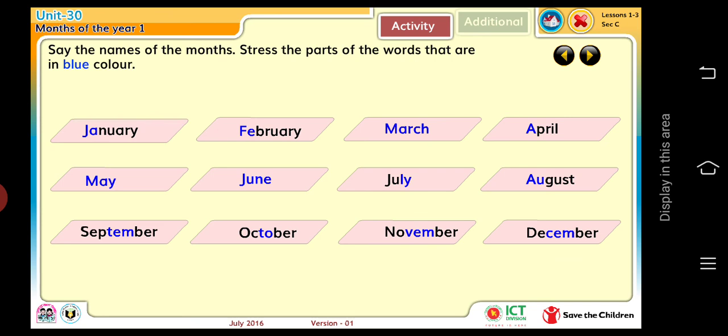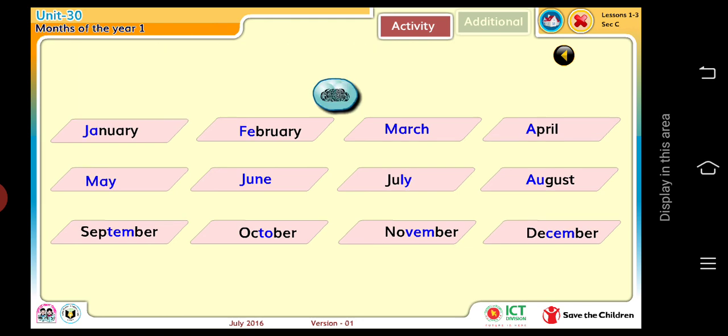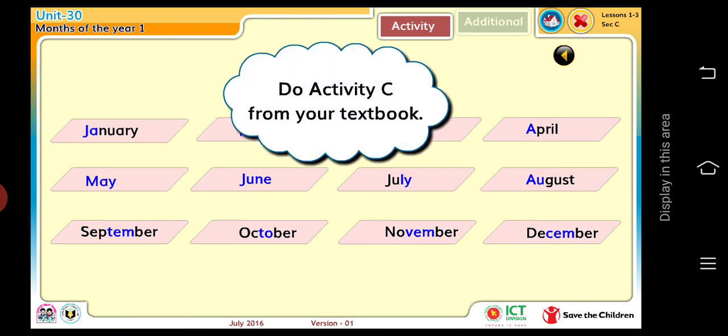March. April. May. June. July. August. September. October. November. December. Do activity C from your textbook.